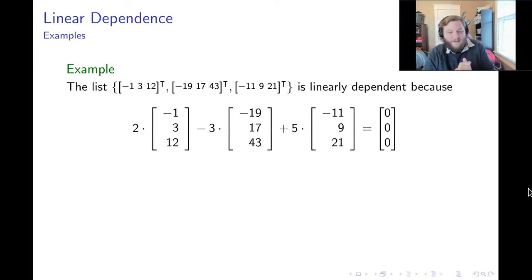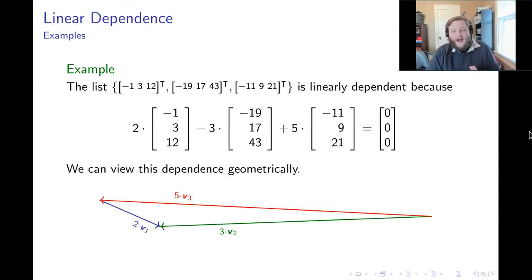Here's another example of a linearly dependent list of vectors. The reason I know this list is linearly dependent is because someone is handing me this equation. When I take the first vector on the list and scale by 2, and then the second vector on the list and scale by negative 3, and then the third vector on the list and scale by 5, and add everything up, I produce the 0 vector. At least one of the scalars used here is not equal to 0, and in fact all 3 are not equal to 0, which means this list of vectors is linearly dependent.